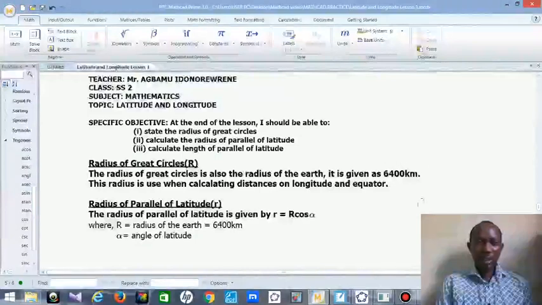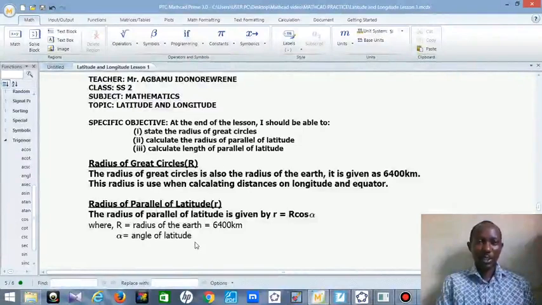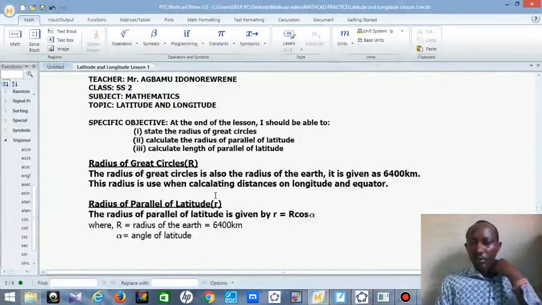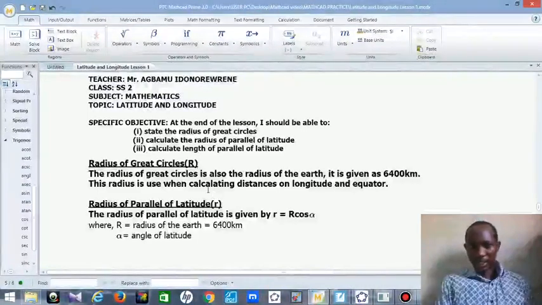But the most important thing is that for a sphere, you need to know the radius of the sphere, because that will give you the great circle. And that radius of the great circle is the same thing as the radius of the equator. So by now you should know what equator means and what great circle means. If you know that, the next thing is the radius of parallel of latitude.